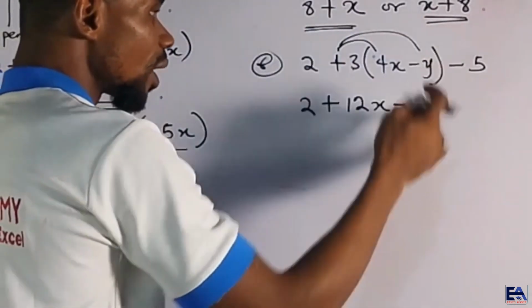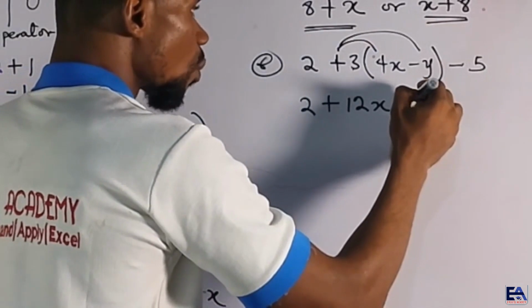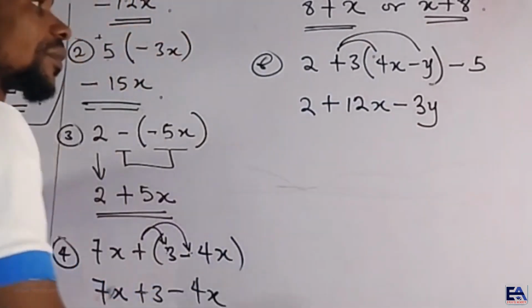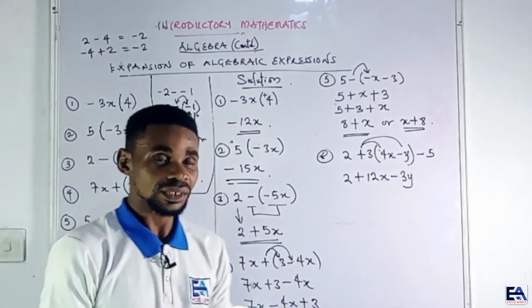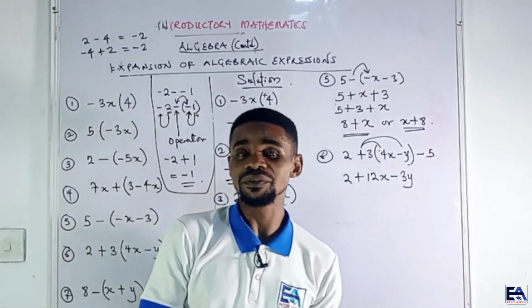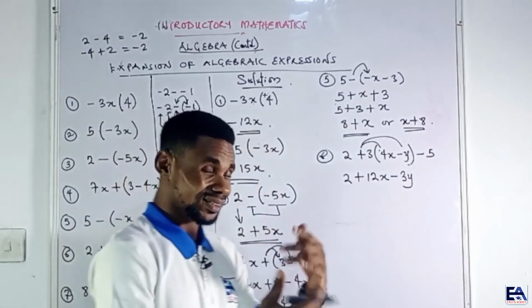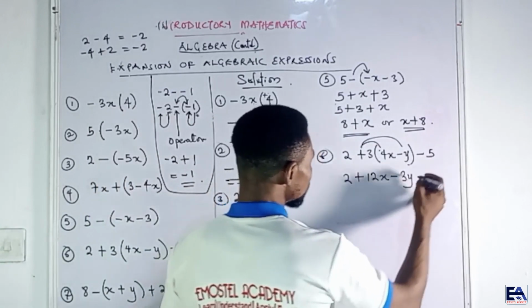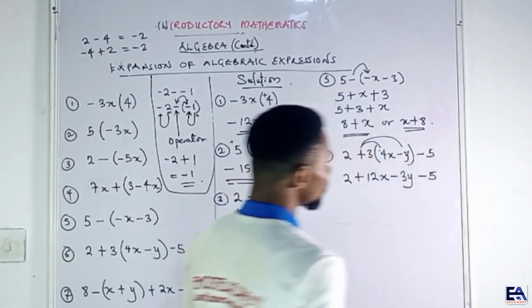And then 3 times y gives you what? 3y. All right, 3 times y means y 3 times. That is y written 3 times, or y adding itself 3 times. y plus y plus y gives you 3y. Just trying to make it simple to you, okay? So you have minus 5.